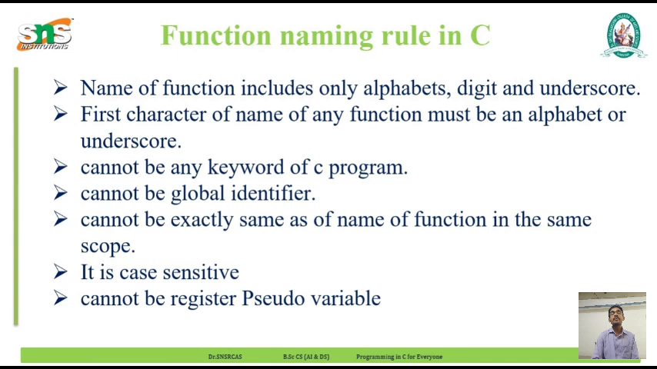Here are the function naming rules. Basically, there are certain function naming rules like variable declaration. Name of function includes only alphabets, digits and underscore like variable declaration. First character of name of any function must be an alphabet or underscore. Name of function cannot be any keyword of C program, and it cannot be a global identifier. It cannot be exactly same as the name of another function in the same scope. Also, function names are case sensitive. A function name with uppercase letter is not same as the function name with lower case. The function cannot be registered as a pseudo variable.